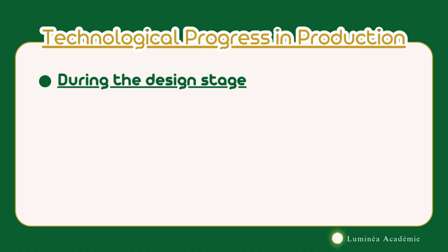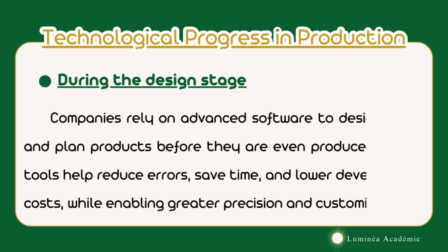Technology, especially digital tools, now plays a key role from the very beginning of the process. During the design stage, companies rely on advanced software to imagine, test, and plan products before they are even produced. These tools help reduce errors, save time, and lower development costs while allowing greater precision and customization.